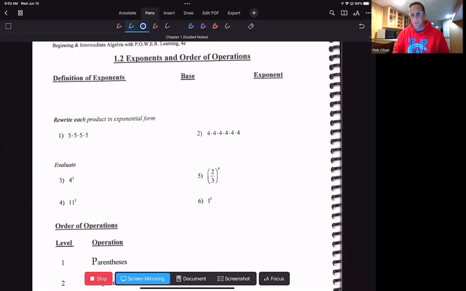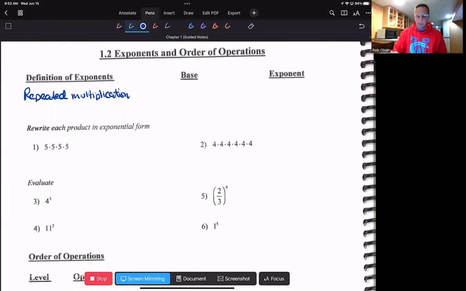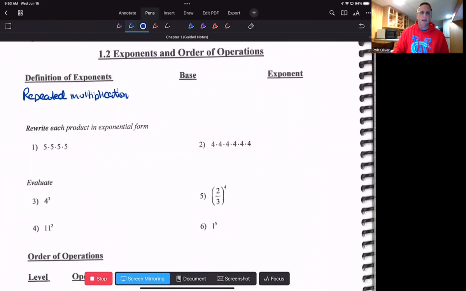Exponents, you probably already know. We're already familiar with exponents for the most part, but let's define it and know what it is. So an exponent is essentially repeated multiplication. Okay, so that's what's going on there. We have repeated multiplication, and you have the base and the exponent.